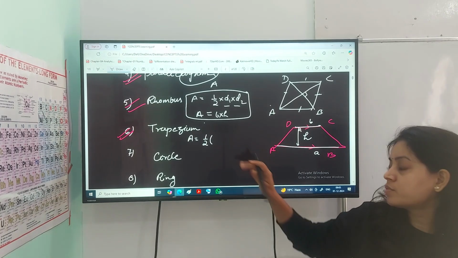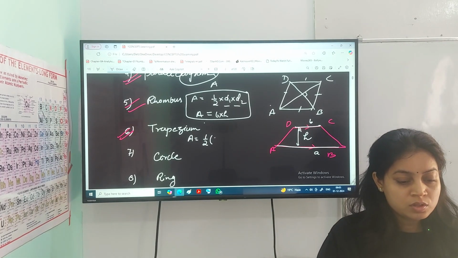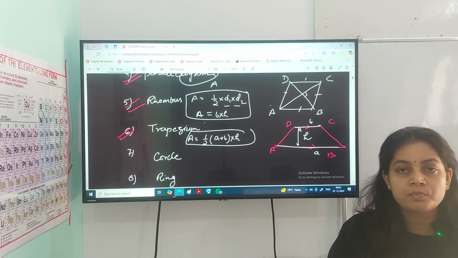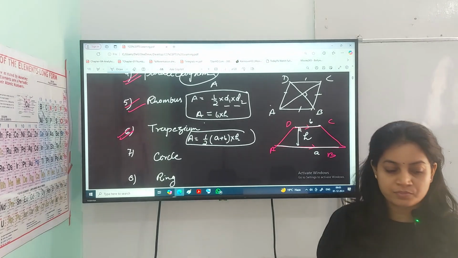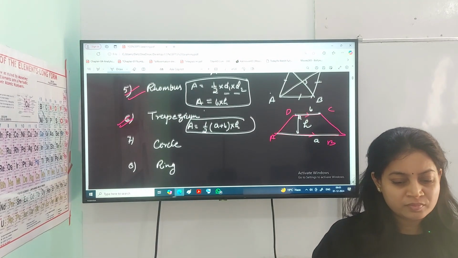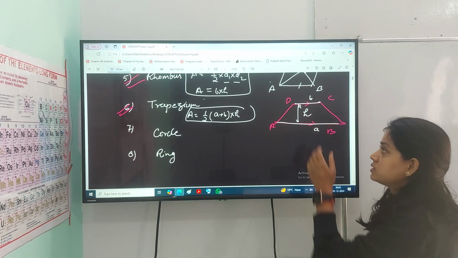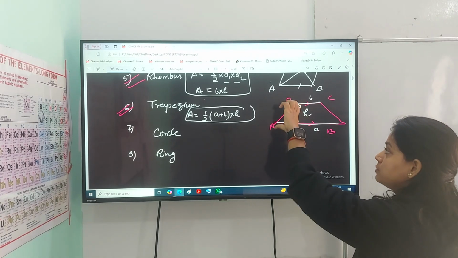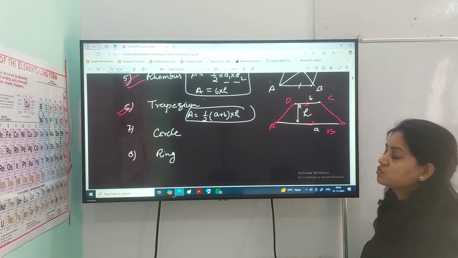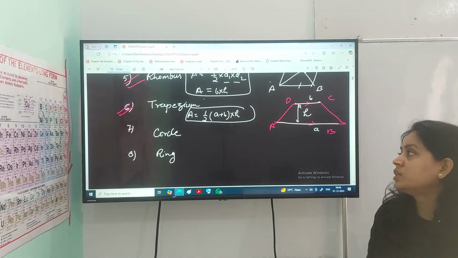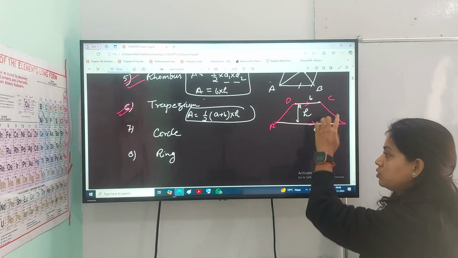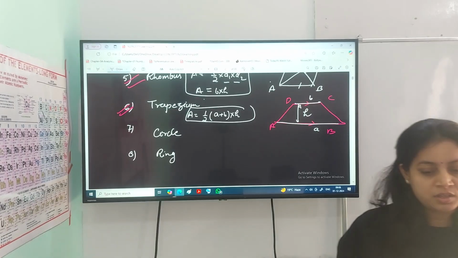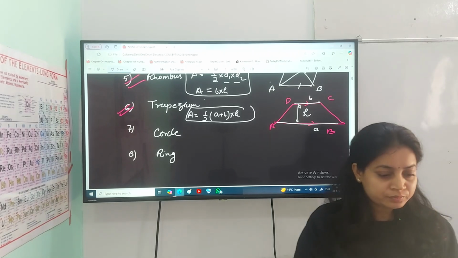Okay, so area of trapezium will be 1 by 2 into sum of parallel sides into height. Okay, this is the area of the trapezium. And the next one, I think you all know, the isosceles trapezium. What is isosceles trapezium? When these two non-parallel sides are equal, then definitely it will be the isosceles trapezium, and this angle will be equal to this. And that is a different case when we use it in geometry.